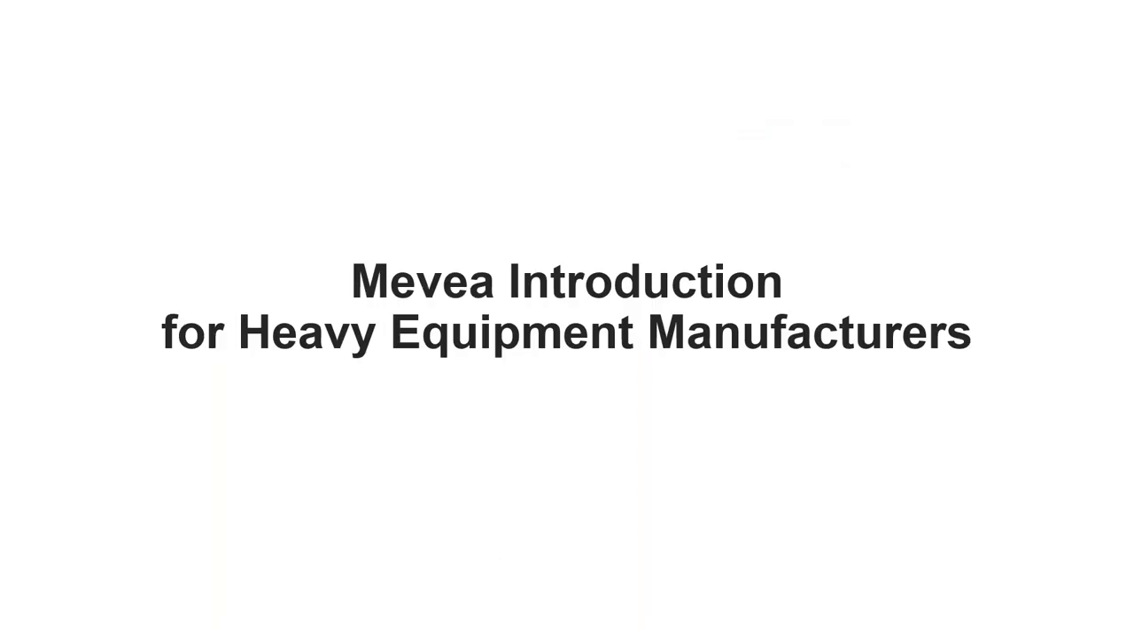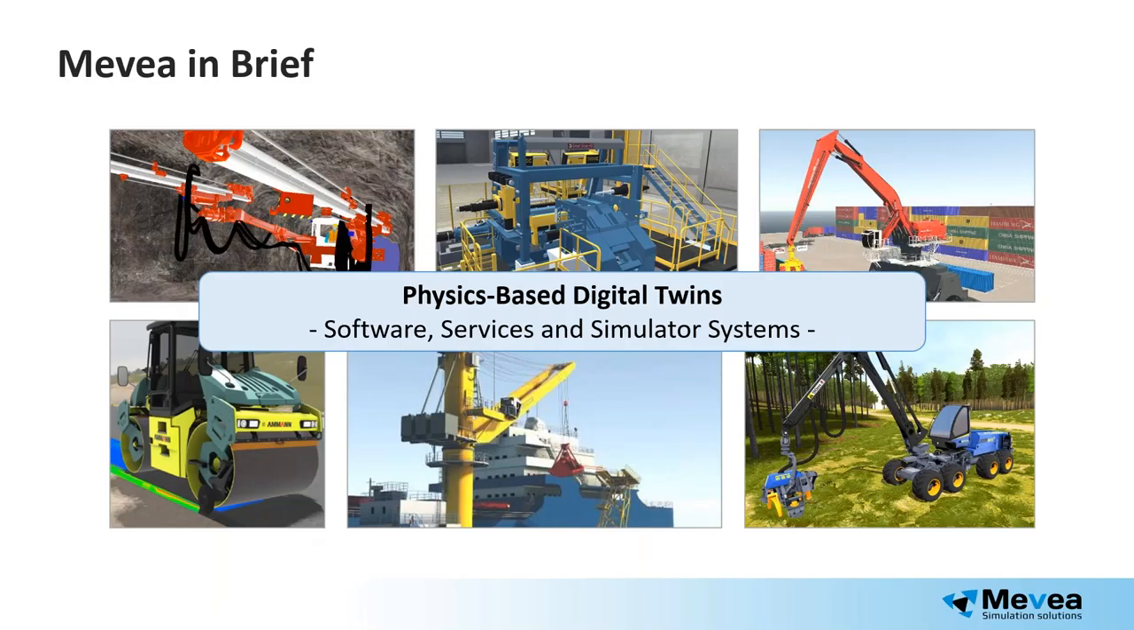Let's get started. So, introduction. In short, we develop physics-based digital twins, including software, services, and full simulator systems that cater to an array of industries. These include, for example, mining, material handling, cranes, construction equipment, harbor, and forestry.